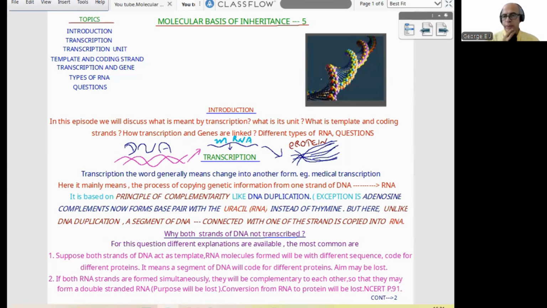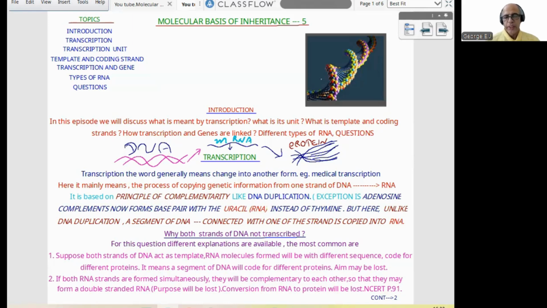And what all topics we'll be discussing in this episode? Introduction, transcription, transcription unit, template and coding strand, transcription and gene, types of RNA, and questions. As usual, 5 theory, 5 NEET model question. And for most of the students, this topic is somewhat tougher. So it will take time to finish this chapter because the subject is that much tough. So we can approach in a simple manner.